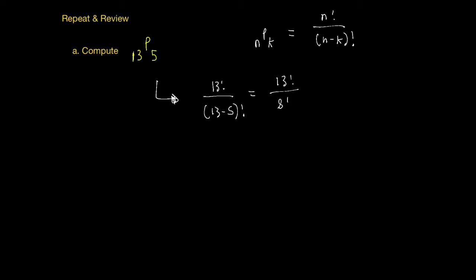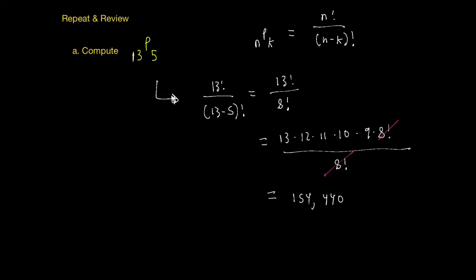We're going to expand the numerator up until 8 factorial. So let's go down until we reach 8 factorial. And then this strategically cancels out the 8 factorial from the numerator and denominator. So all we need to do is calculate this product. And I got 154,440 when I multiplied these all together. Let's move on to part B now.